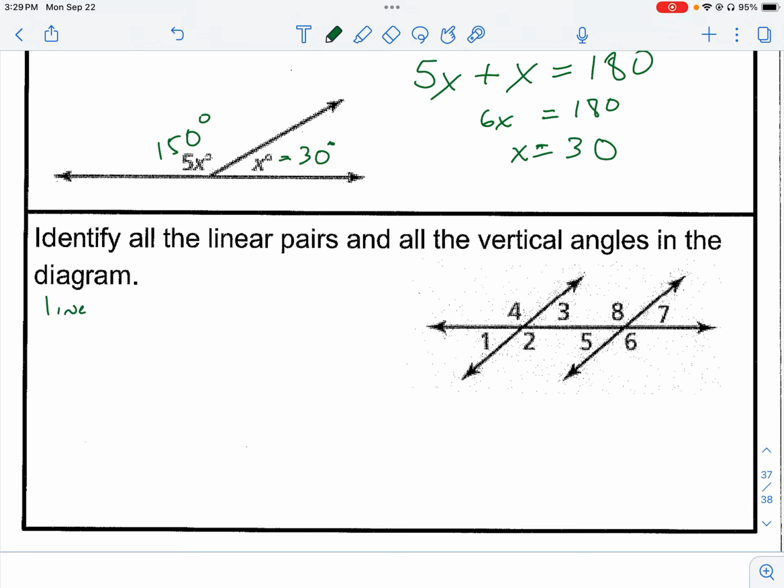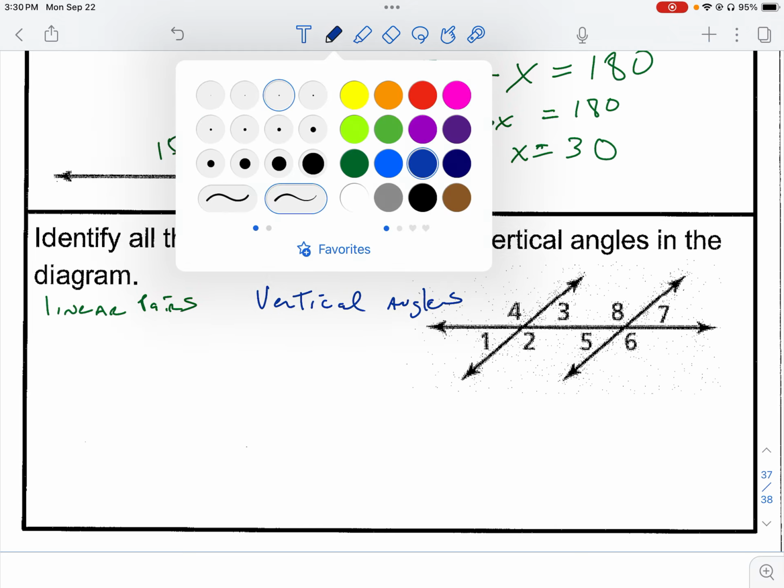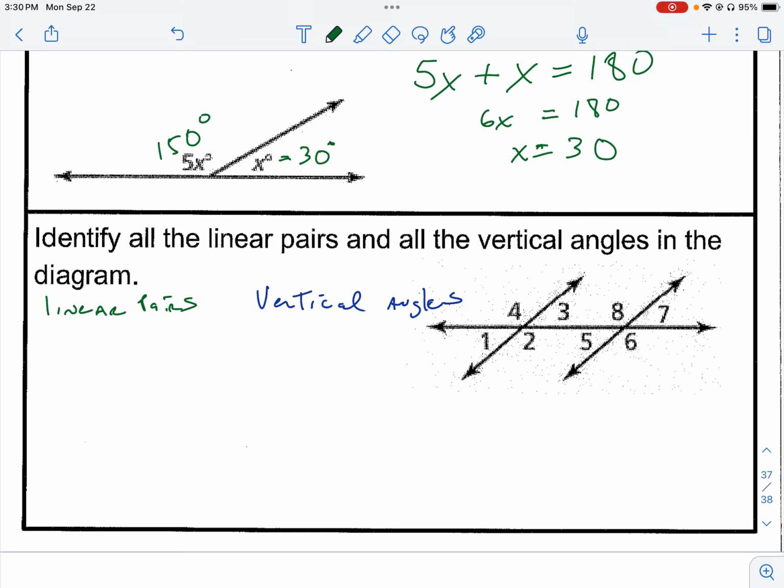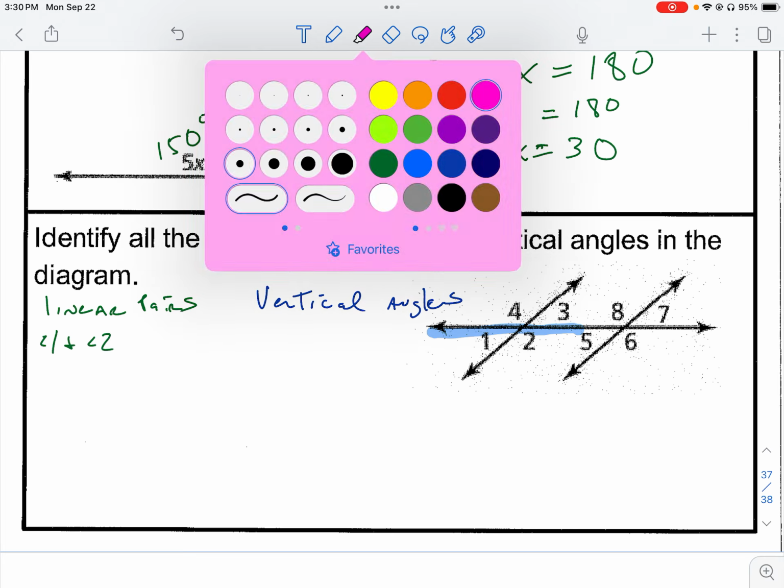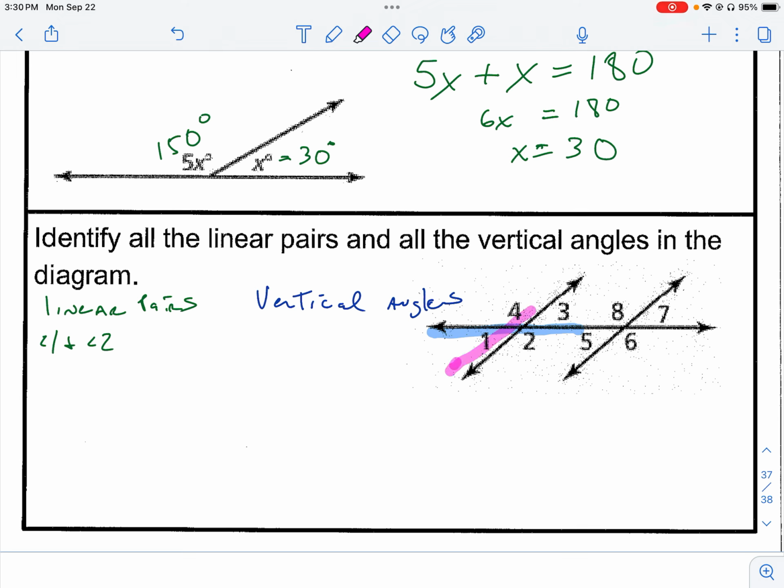All right, so let's identify all the linear pairs and all the vertical angles in this diagram. And let's start with linear pairs. So let's see. I like to start at the beginning. So angle 1 and angle 2 are a linear pair. Well, there's another line that angle 1 is on. So angle 1 and angle 4. Okay. So I got 1 and 2. I got 1 and 4. Oh, looks like 2 and 3 also make a line.